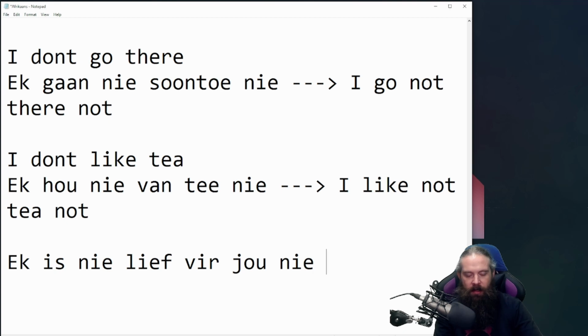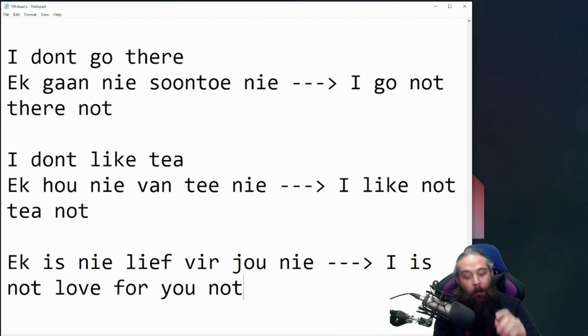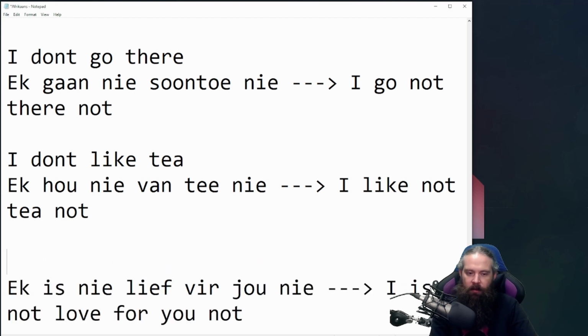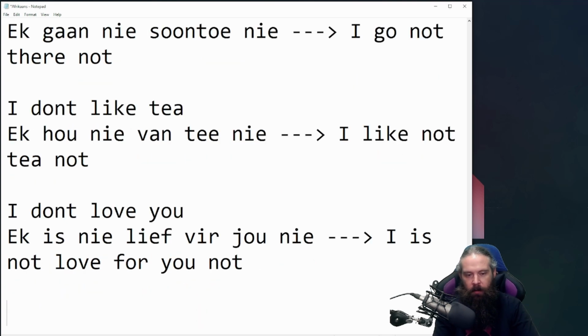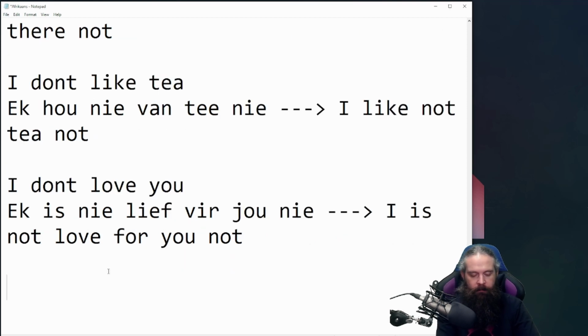Now, if we're going to directly translate it, if you've paid attention, it is: I is not love for you not. But that's directly translated, so it doesn't make a lot of sense. And that is why Google Translate is not your friend. But I think Google Translate doesn't directly translate as much these days as it did in the past. Now, obviously, I don't love you. Let's move a bit away from I don't love you.